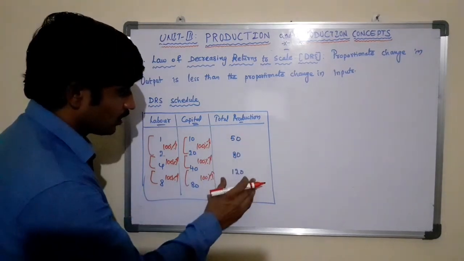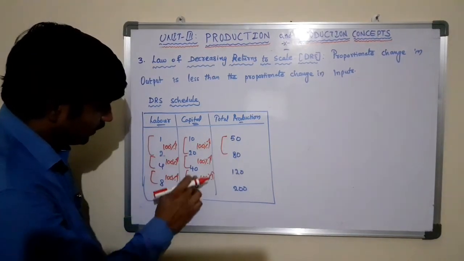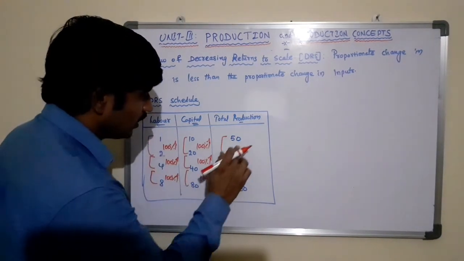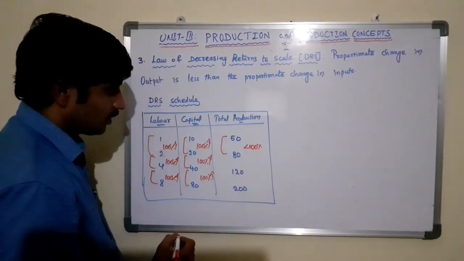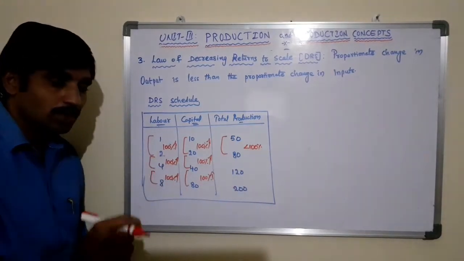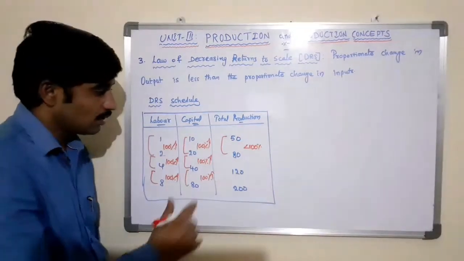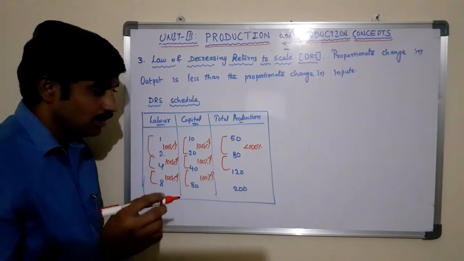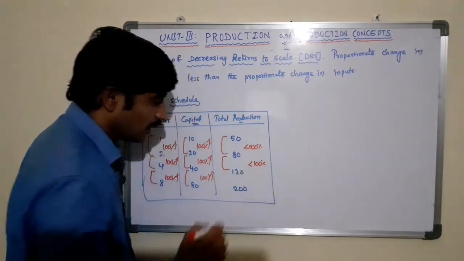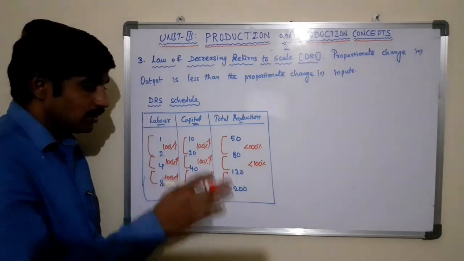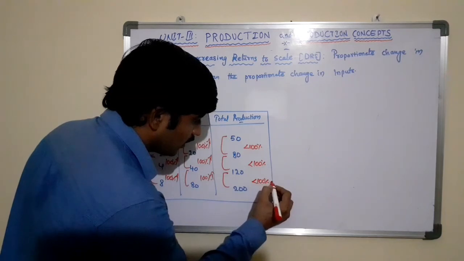But coming to the total production, 50 to 80. Here, when there is a 100% increase in the labor and the capital, production increases to 80 only, which is less than 100%. Of course the total production is increasing, but at a decreasing rate compared to the inputs introduced. 80 to 120: if it were 100%, it should be 160, but it is 120, which is less than 100%. 120 to 200: if it were 100%, that would be 240, but it increased only to 200, which is also less than 100%.